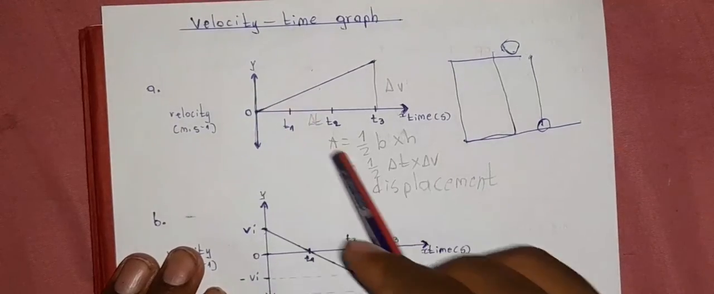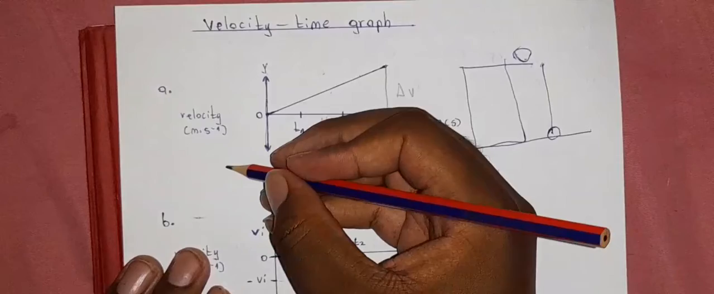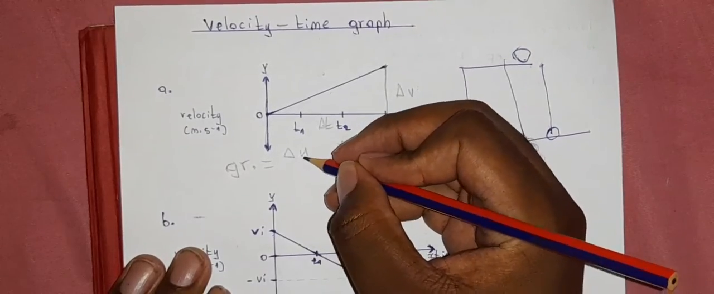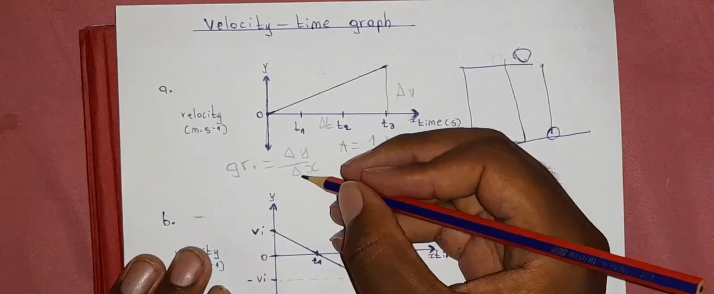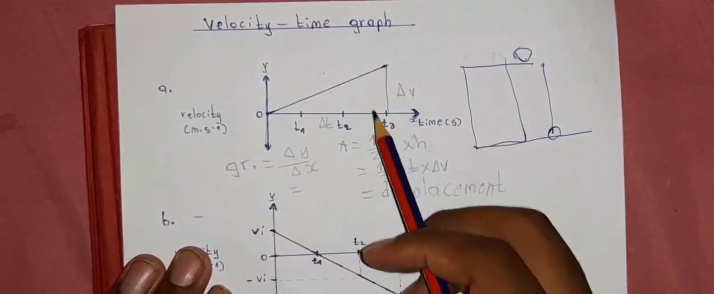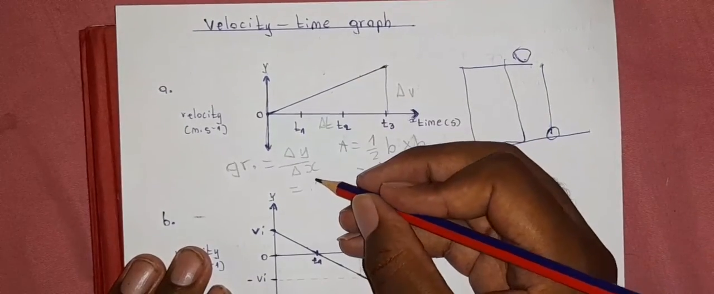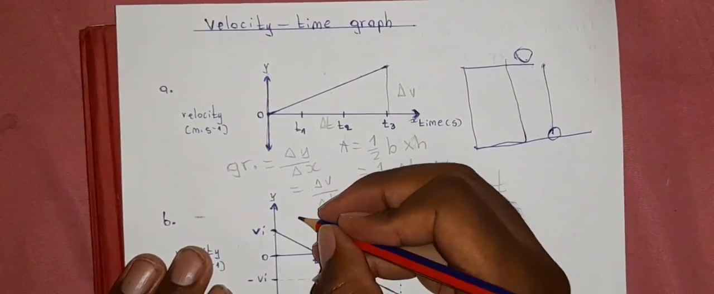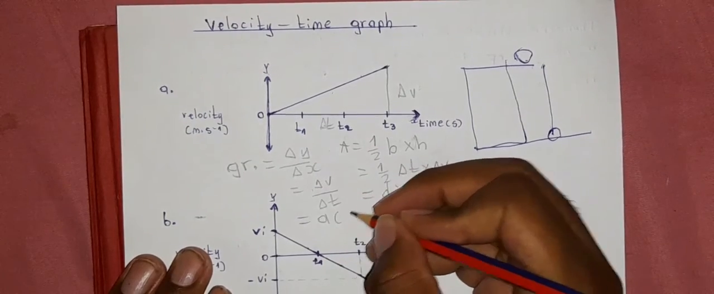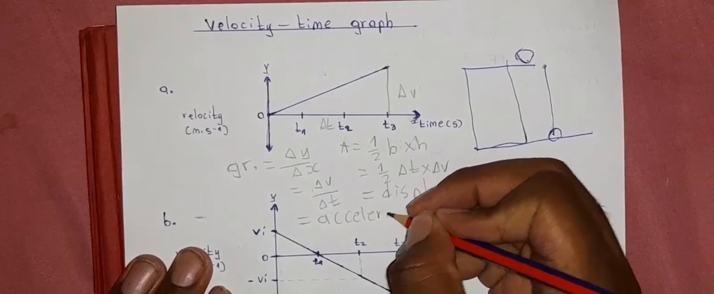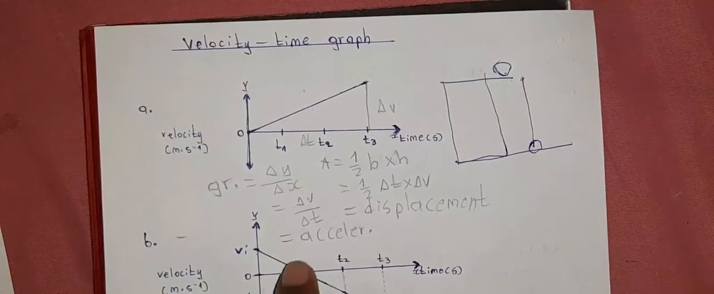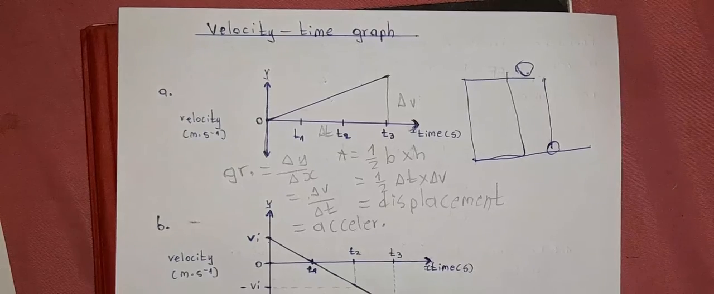So what else can we do about this graph? Let's calculate the slope. We know that the gradient is equal to change in y over change in x. What is our change in y? Our change in y is the change in velocity over the change in time. What is this formula for? Of course, it's acceleration. So the slope of this tells us about the acceleration, and specifically the acceleration due to gravity, which is always 9.8 meters per second squared. It does not change.